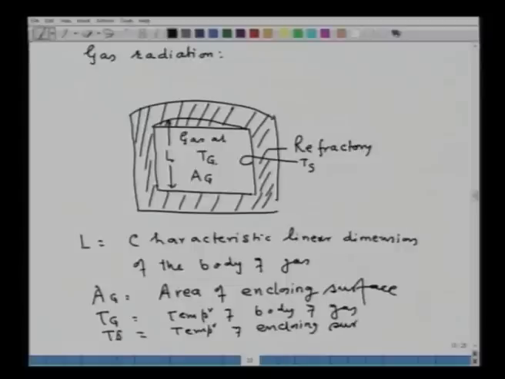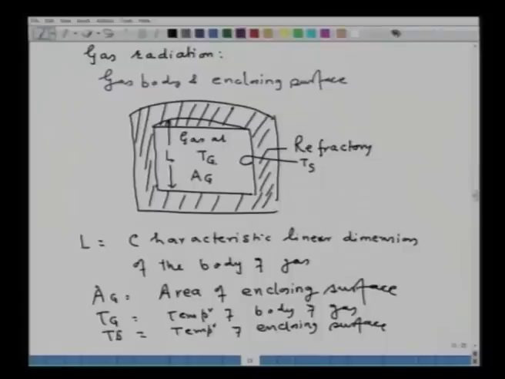Enclosing surface. So, in fact, this diagram shows the gas body and the enclosing surface. The heat radiation will occur from the gas which is at temperature Tg, and it will heat up the enclosure.